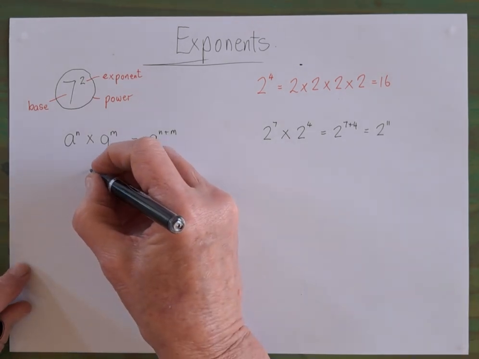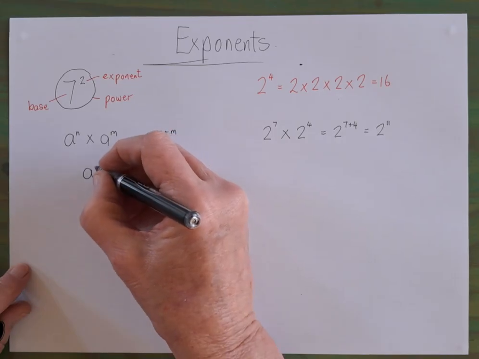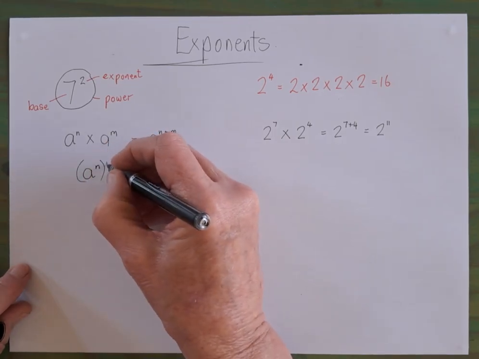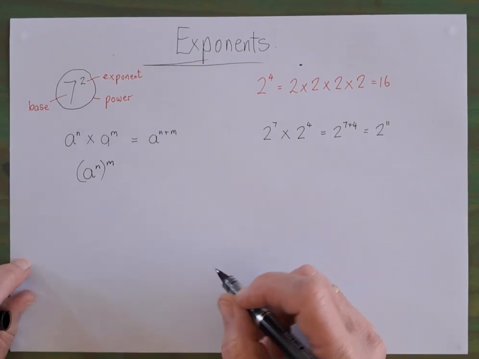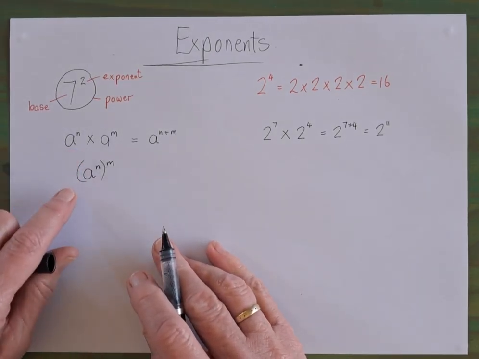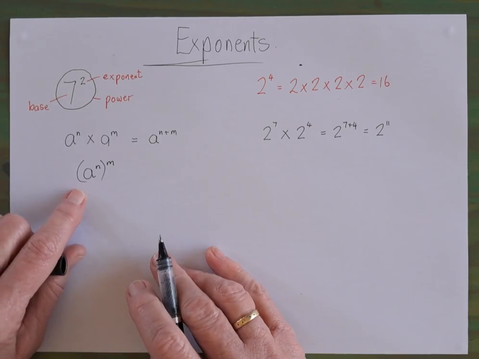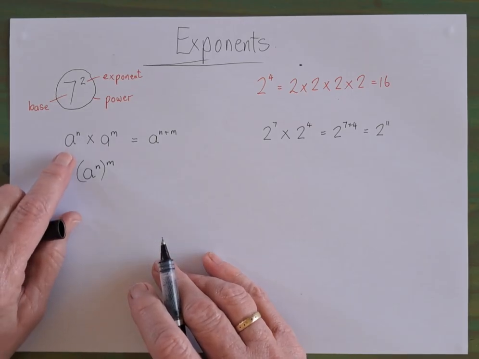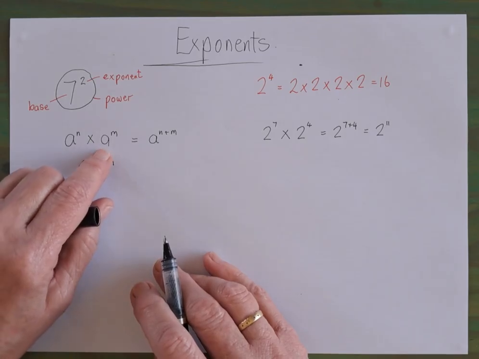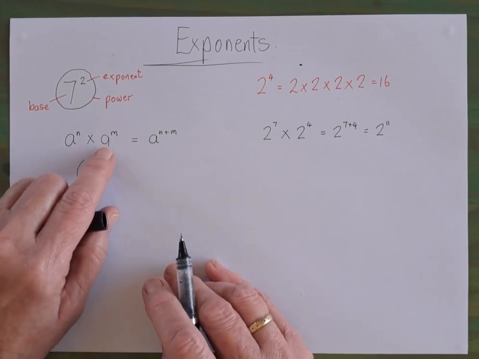Then we get another law that people confuse very much with the first one. It says a to the power of n, raised to the power of m. So before I even show you what to do, let's try to see how we tell the difference between these two, because that's what people struggle with. This one has got its own base times another thing with its own base. So there are 2 bases.